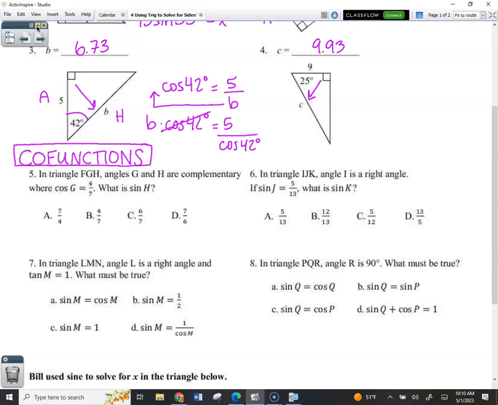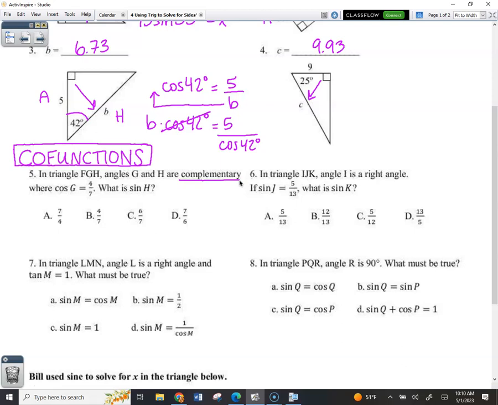In triangle FGH, they tell us angles G and H are complementary. Okay, you've not seen this before. If I tell you 2 angles are complementary, what does that mean they do? 90 degrees. They add to 90. If G and H add to 90 in triangle FGH, then which angle is the 90-degree angle?